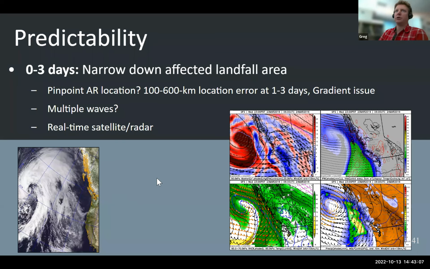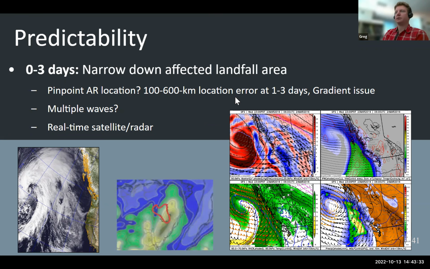So you start to look at more deterministic output at these timescales. There was a study that showed that at 1 to 3 days, there's 100 to 600 kilometer location error. So there is still some location error, and at these types of timescales, you can probably say, oh, it's going to hit the South Coast, but which part of the South Coast is going to hit the hardest? That's harder to say.